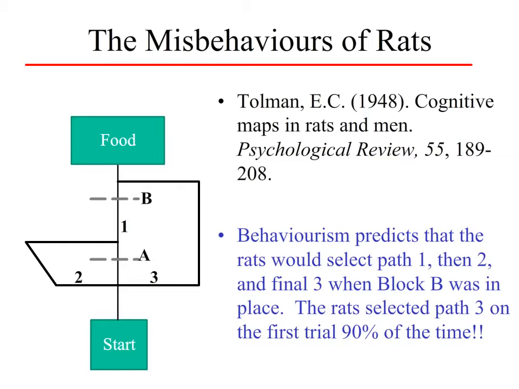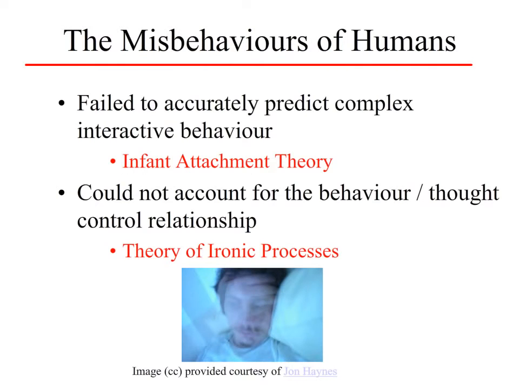However, what was shown was that the rat selected path number 3 on the first trial over 90% of the time. They didn't take path number 2, illustrating that the rats had a cognitive map or understanding of the routes and different pathways from the start to the food box. And it's not just animals that misbehave, it's us humans. Well, we are animals as well.